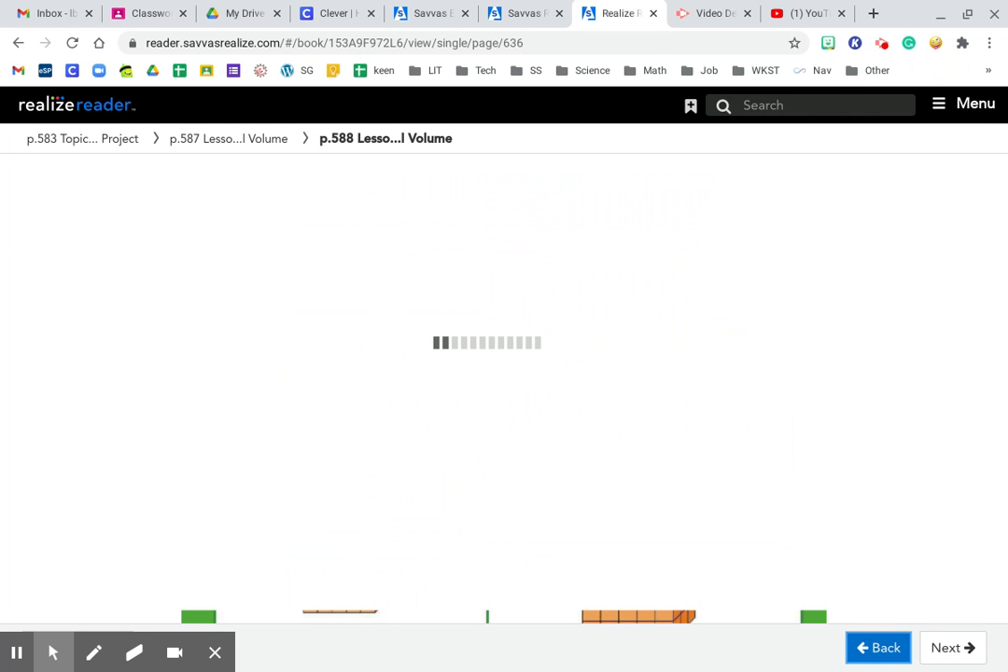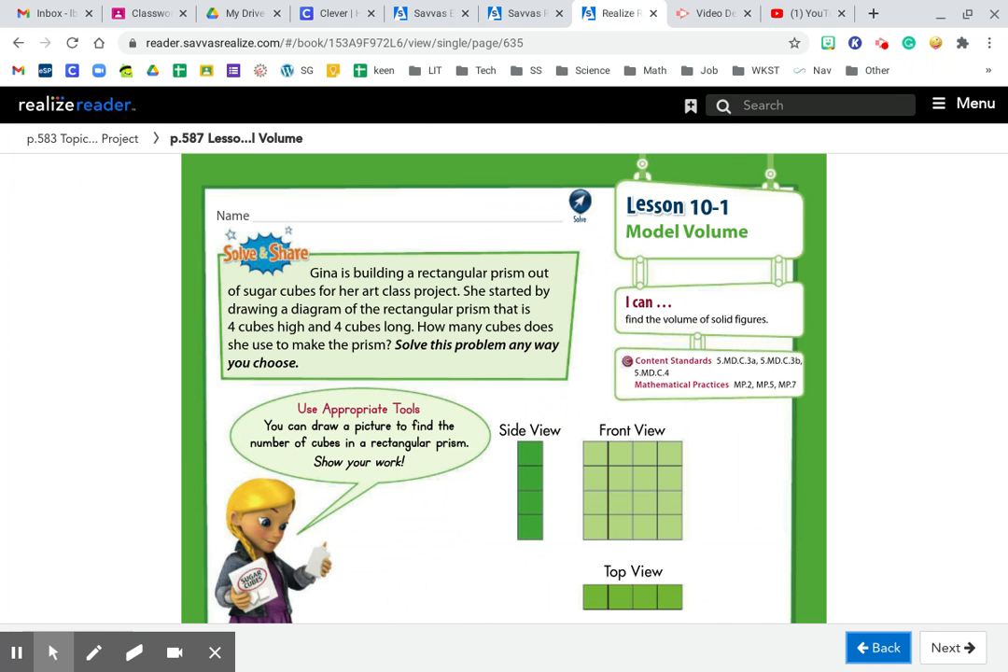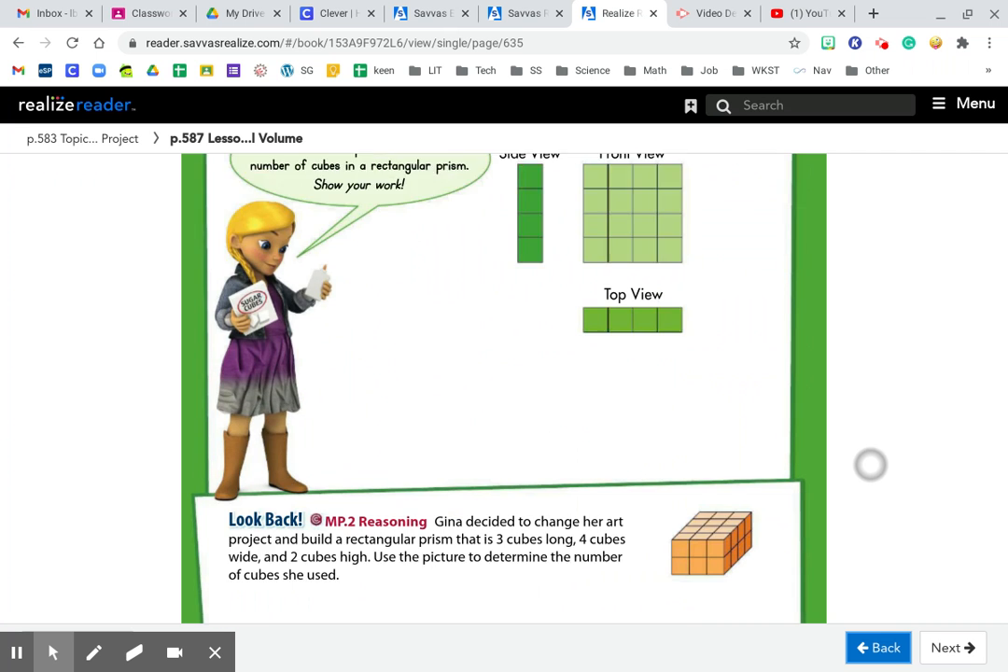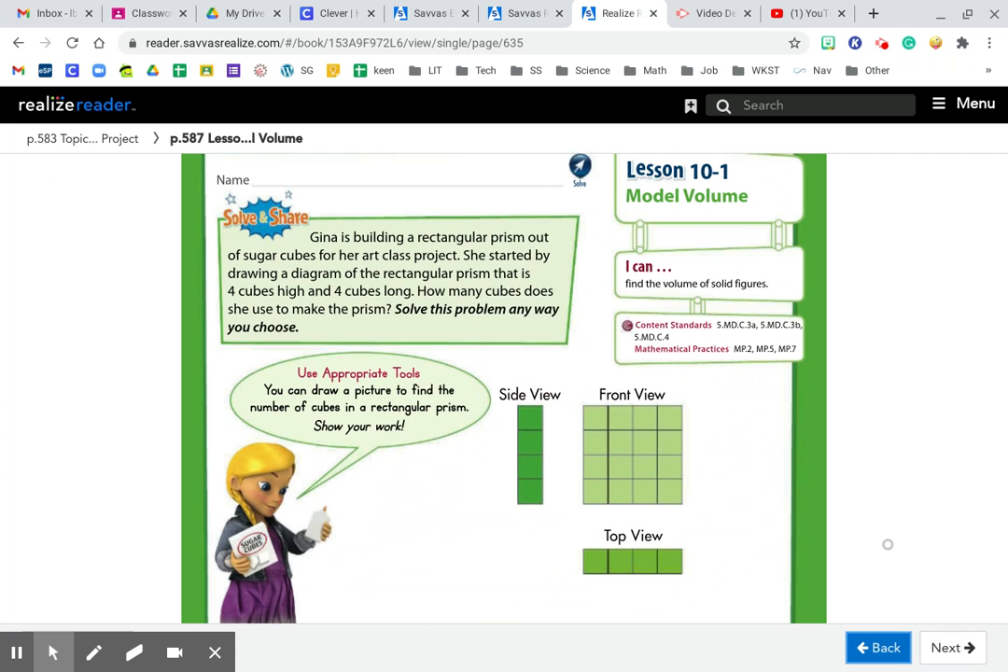All right, so we are on lesson 10-1, model volume. We're on page 587.